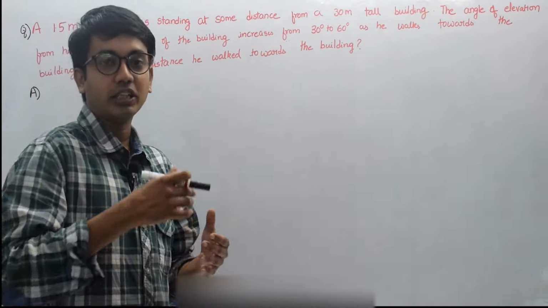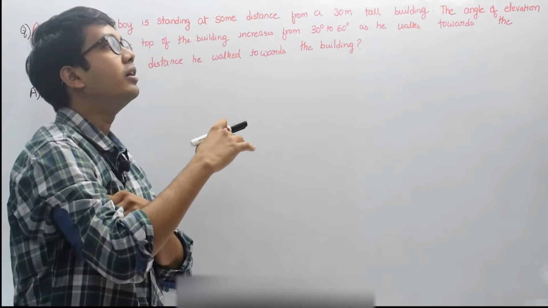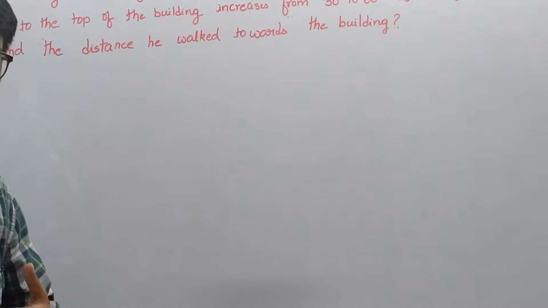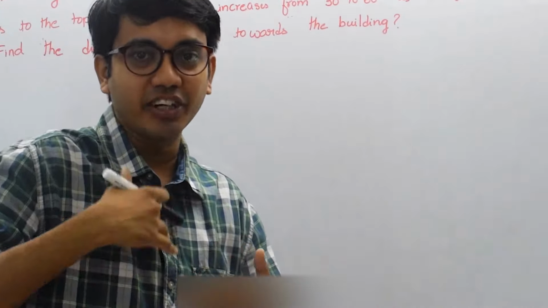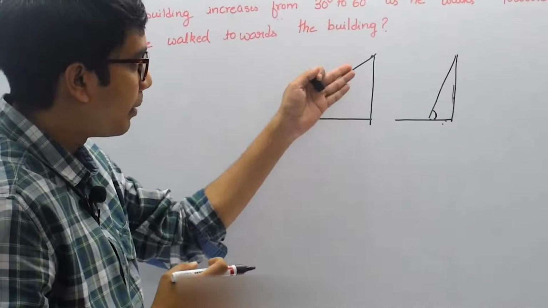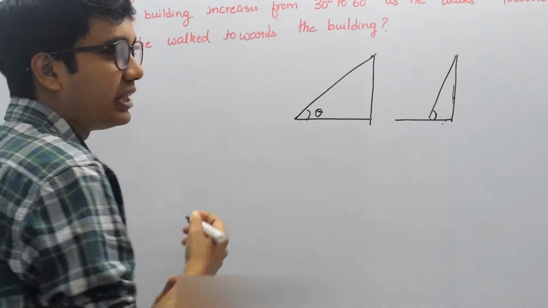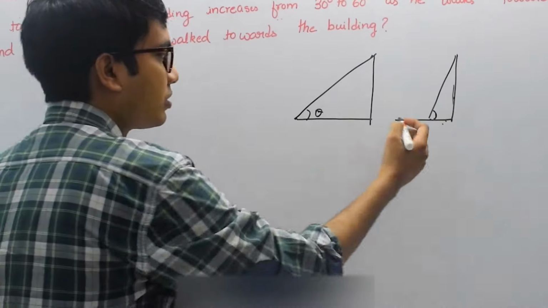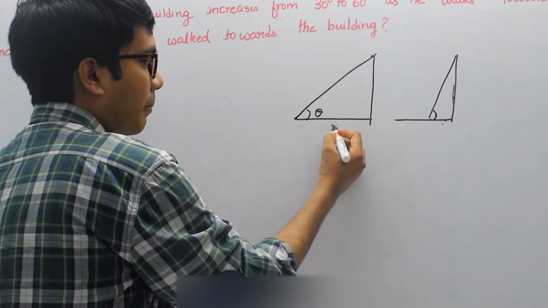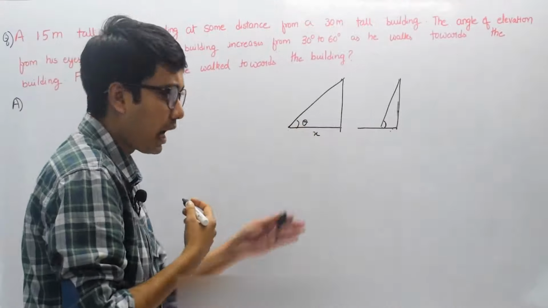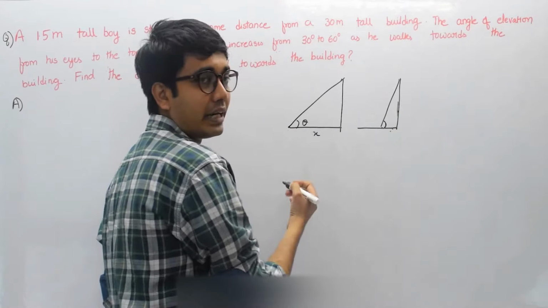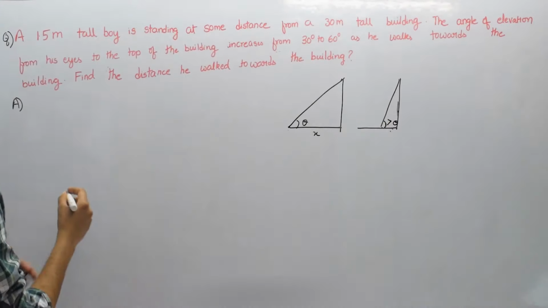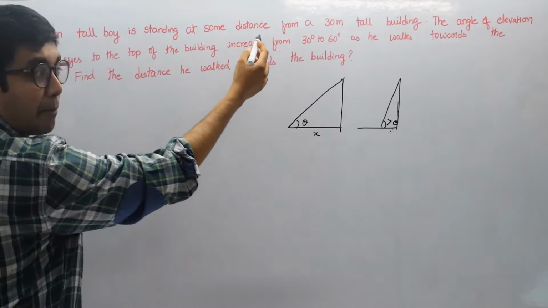So, what happened? Initially, the boy was looking at the top of the building with an angle of inclination or angle of elevation 30 degree. What happened? As he moves towards the building, the angle of elevation increases. How? If the person watches the top of a building, pole or anything with an angle of elevation theta, then if the person moves towards the building, then the angle of elevation will increase. That is, here in the first case, if it is at some x distance from the building, the angle of elevation, if it is theta, then if he moves towards the building, then the angle of elevation here will be more than theta.